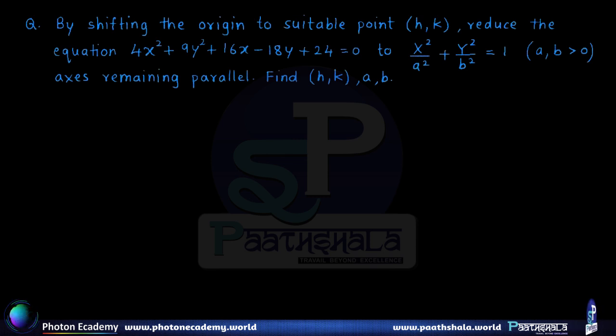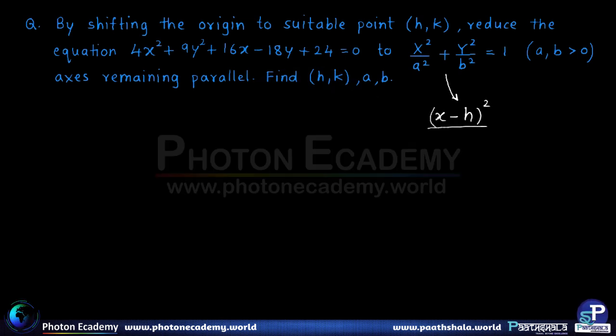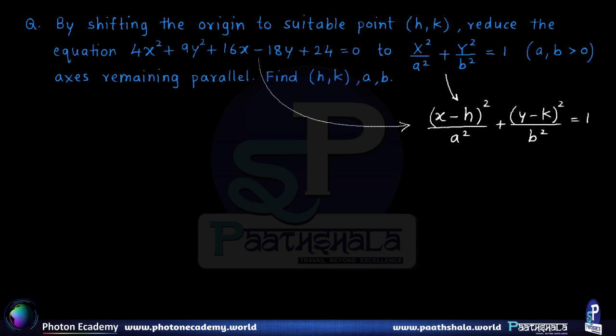So looking at the equation, we are already aware that the capital X can be written as small x minus h the whole square upon a square plus small y minus k the whole square upon b square equal to 1. So this gives us a hint that we have to bring the given equation in this particular form. Since we are seeing the square term, it's a clear hint that we need to complete the square in the original equation and bring it precisely in this form.